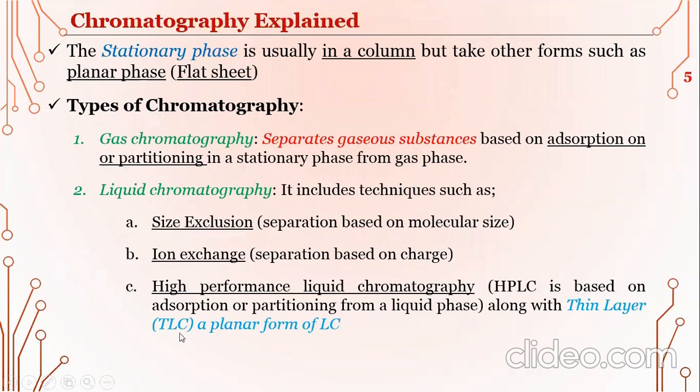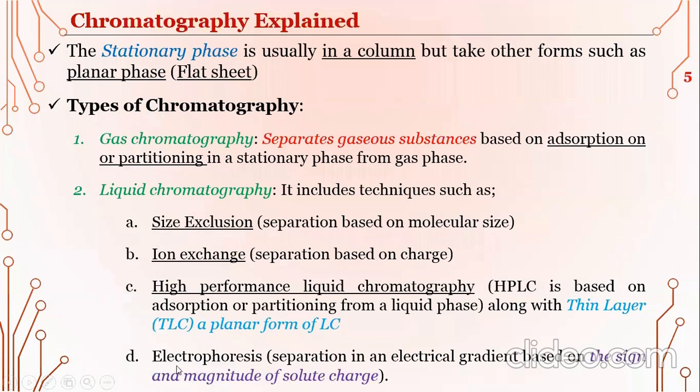So the planar form of the support means that here no column will be used. A thin layer of the stationary phase will be used on the planar support, and that is used in thin layer chromatography. We will be talking about all these in detail later on.